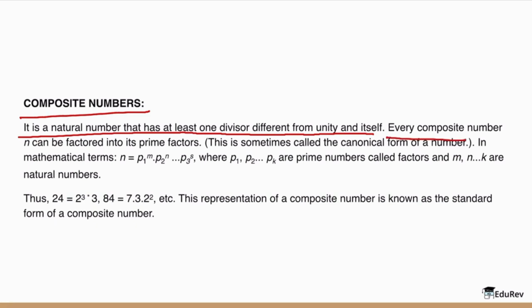Now every composite number n can be factored into its prime factors. That is true. If I take 4, 4 can be written as 2 into 2. If I take 9, 9 can be written as 3 into 3.